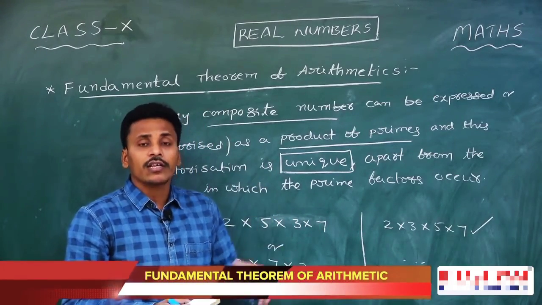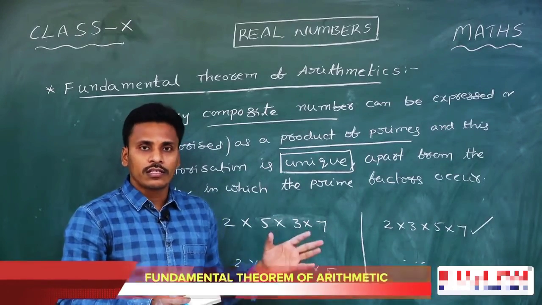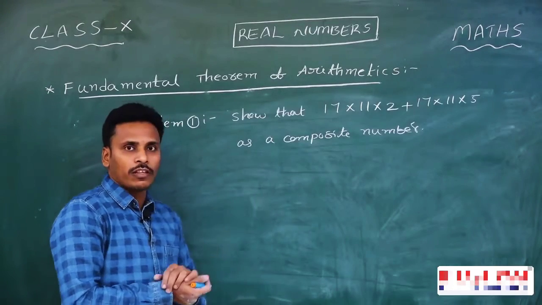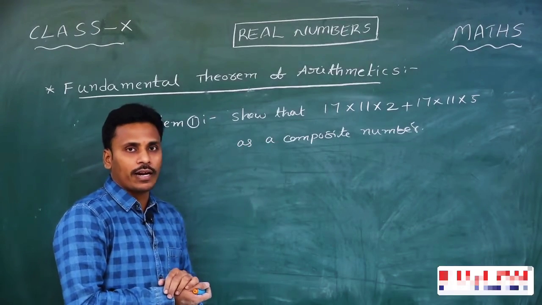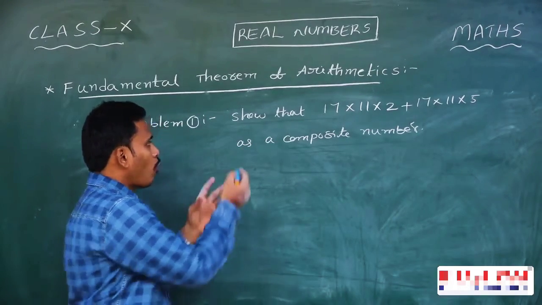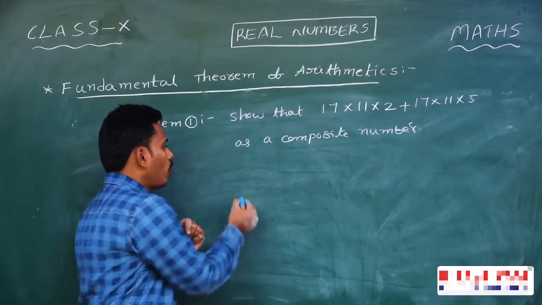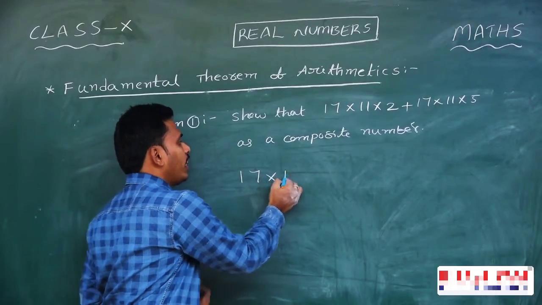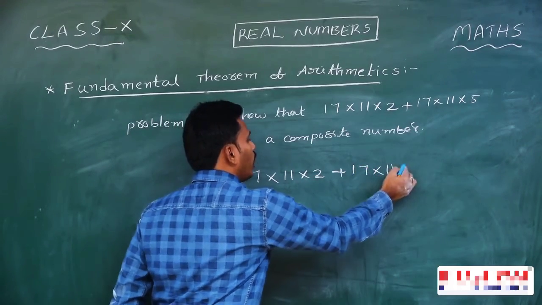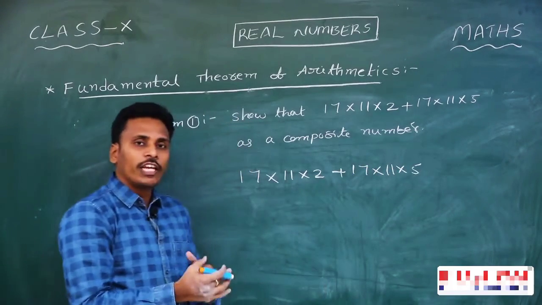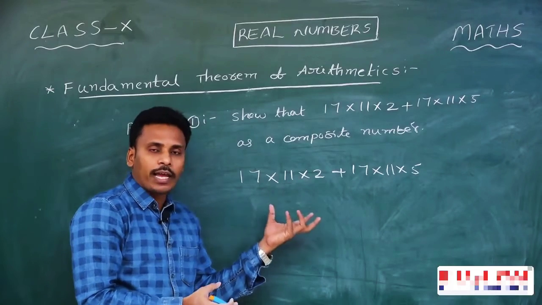Let us look at a few examples related to this statement. I have a problem on the board. I will prove it just by using the statement of the fundamental theorem of arithmetic. The problem asks us to show that the number 17 into 11 into 2 plus 17 into 11 into 5 is prime or composite.